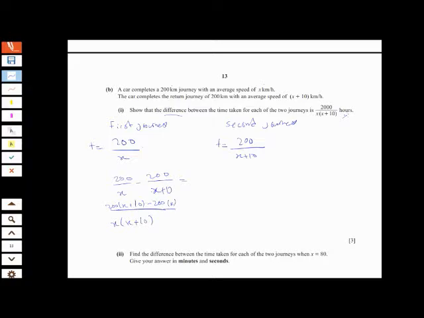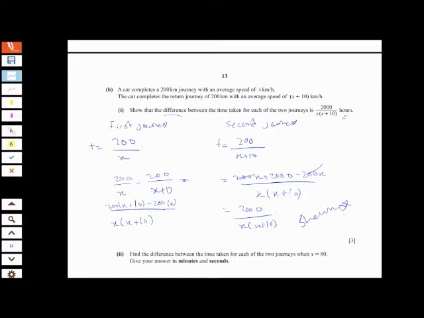Okay, let's simplify that. 200x plus 2000 minus 200x over x plus 10. 200x will cancel with negative 200x. You'll end up with 2000 over x plus 10, which is exactly what they want, shown here.